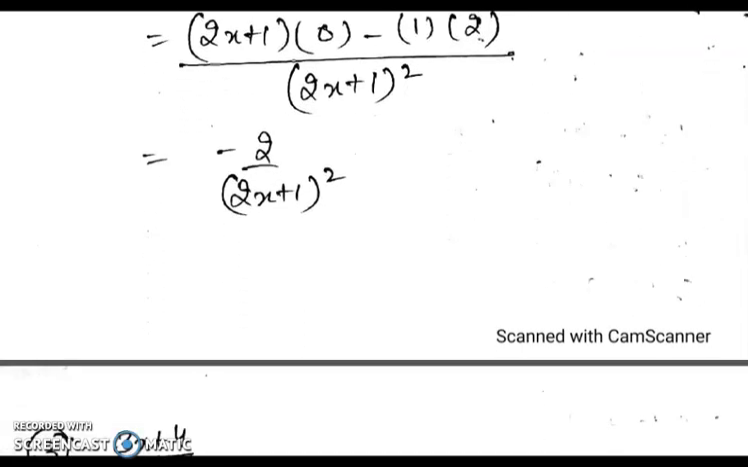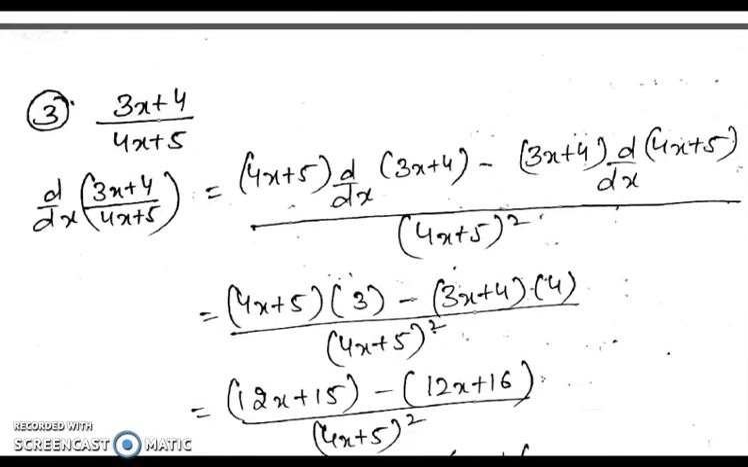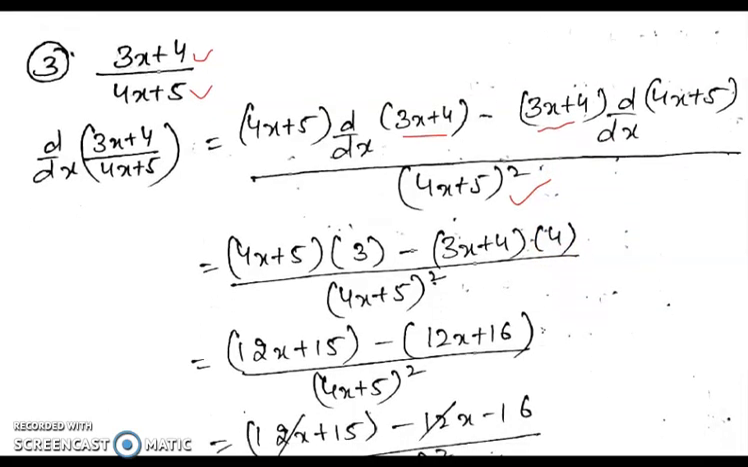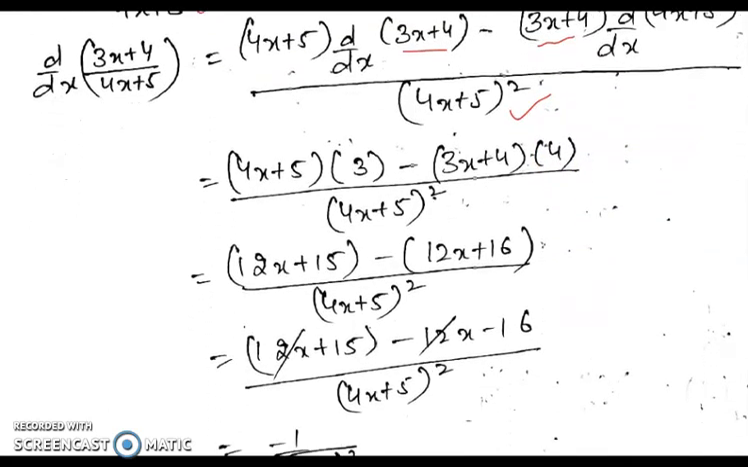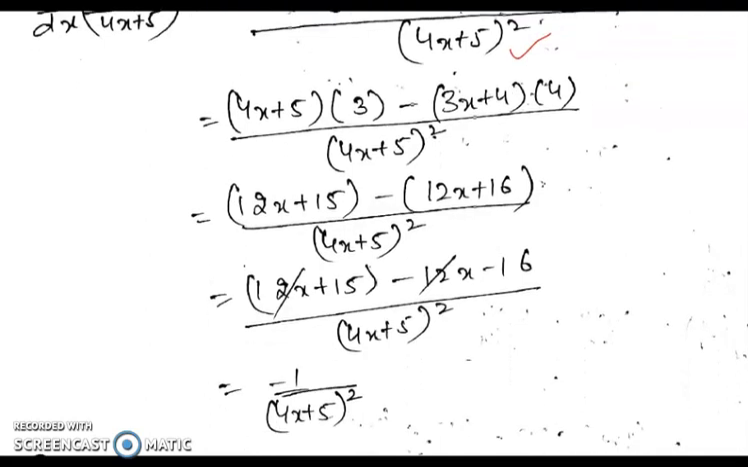Okay. As far as your third question is concerned, this is a bit tricky question. Again, we have to apply the same formula, u by v formula. So it will be d by dx of u by v means v into du by dx minus u into dv by dx upon v square. So you can clearly see the solution has been given here. You can verify your solution if you have solved these questions.